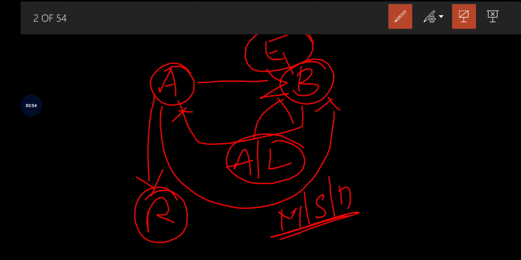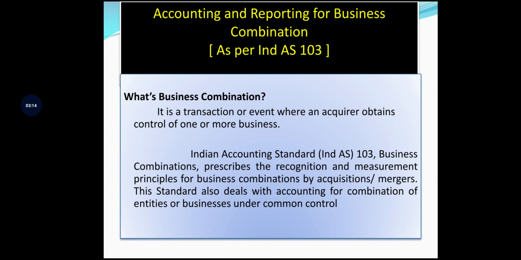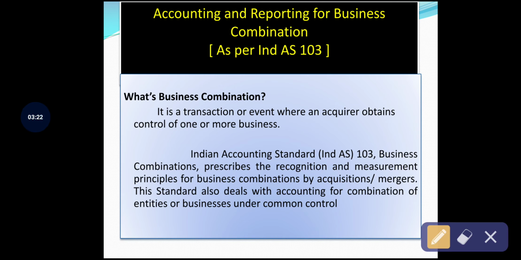In this example, you have to know the relationship between the acquirer and the acquiree, and who is the acquirer and who is the acquiree. This is very important to understand the concepts under Indian Accounting Standard 103. A business combination is a transaction or an event where an acquirer obtains control over the assets and liabilities of one or more business organizations.